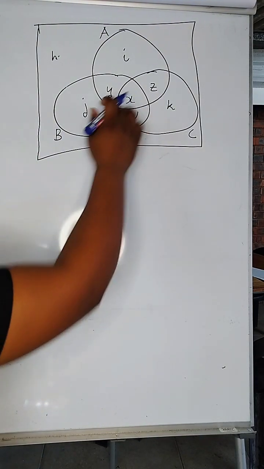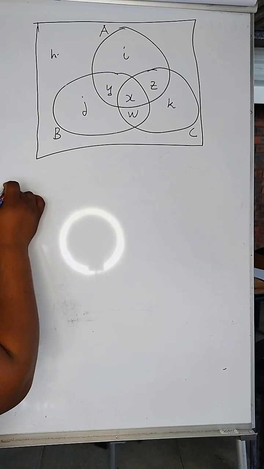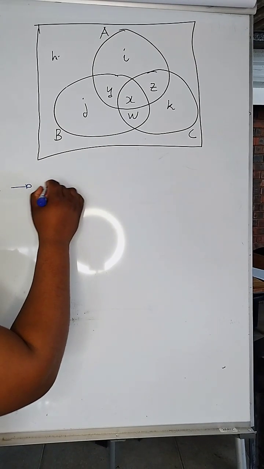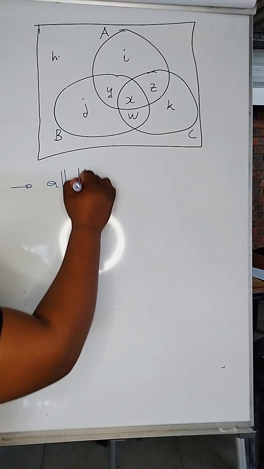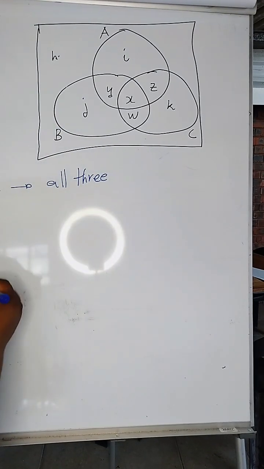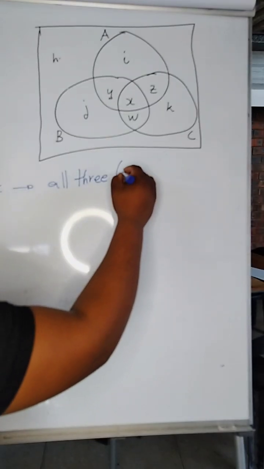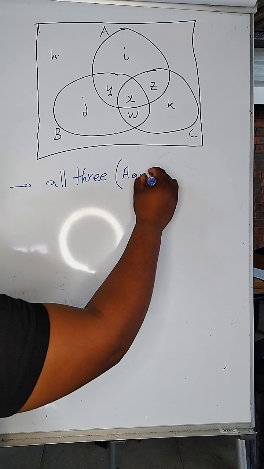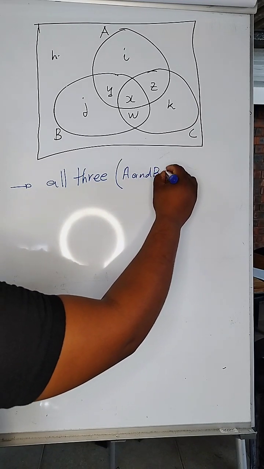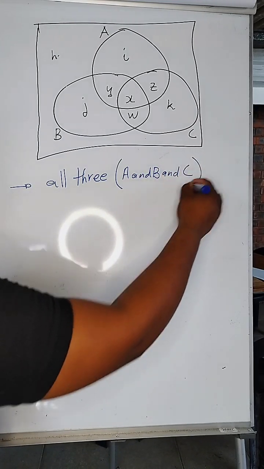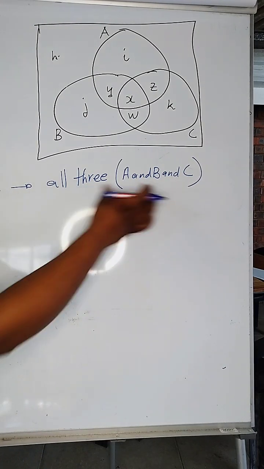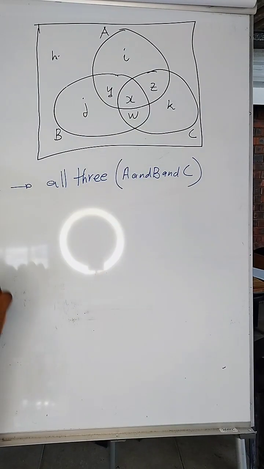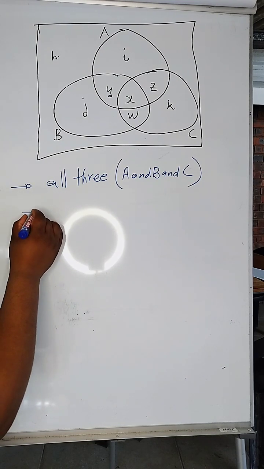Number one, we have X. So X being all three. Okay, if it's not all three, it will be A and B and C. So whenever they write like this, they are looking for that number. Okay, now number two, we have this one I want to write here.